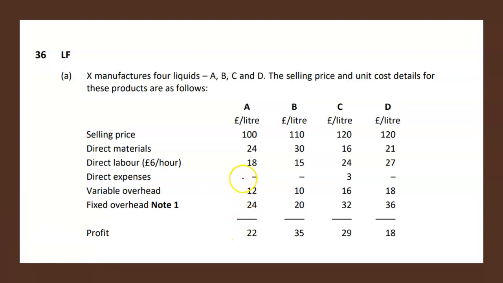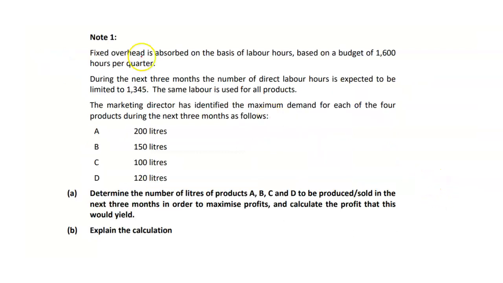So if you do that, I'm going to write those figures over here. 24 plus 22 gives you 46. Here you have 30 plus 25, that gives you 55. Here you have 32 plus 29, that gives you 61. Here you have 36 plus 18, that gives you 54. So you have these contributions. That's where you are. Now the next question we should be asking ourselves is, what is the scarce resource?